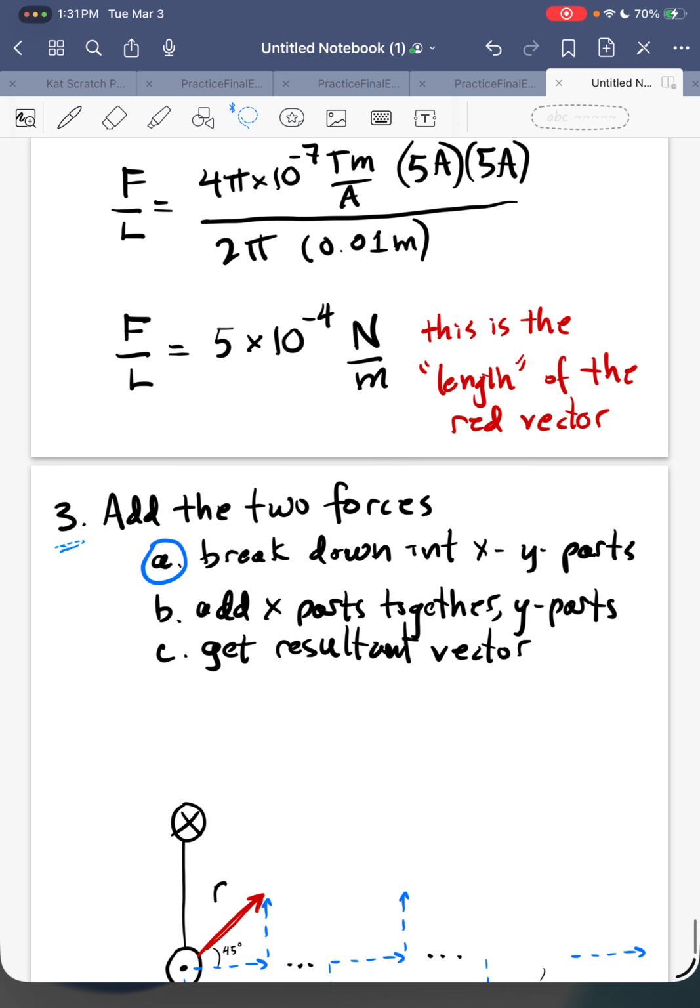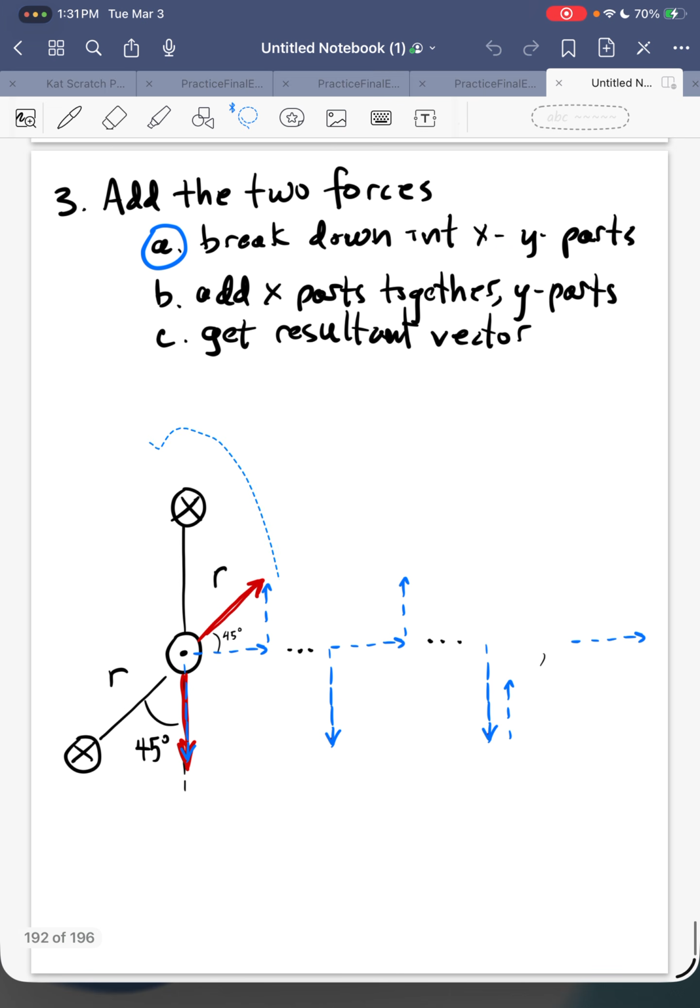All right, now we're going to go to step 3. Step 3 is break down everything into x and y parts, all the forces. So what I've done here is I've drawn the situation with the 2 red vectors. So I've got a red vector here, I've got a red vector here. We're going to break everything down into x and y parts. And so if I look at this one here, this one is just going directly in the y direction, down. It has no x component at all. So I don't have to do anything to break this guy down.